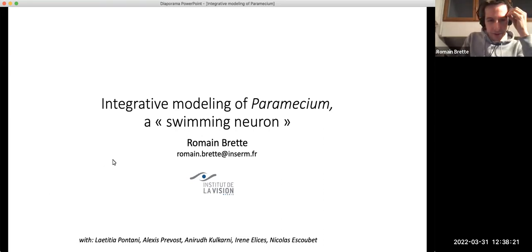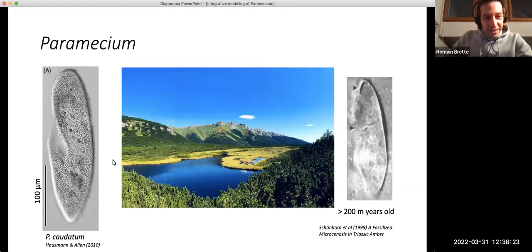So let me show you what it looks like. This is Paramecium. There are several species. This one is Caudatum. It's about 250 micrometers long, so it's a big cell. It's a single cell, but it's a big cell, and it's covered with cilia. As you can see here, it has a few thousand cilia. It beats its cilia, making waves, and it swims in fresh water, in ponds, in lakes, all over the world. And it has been doing so for several 100 million years. So it's a very old species.